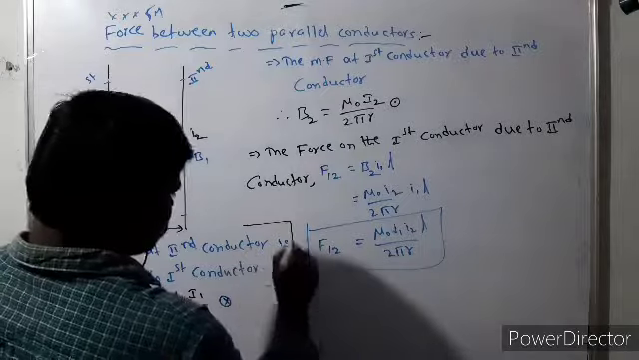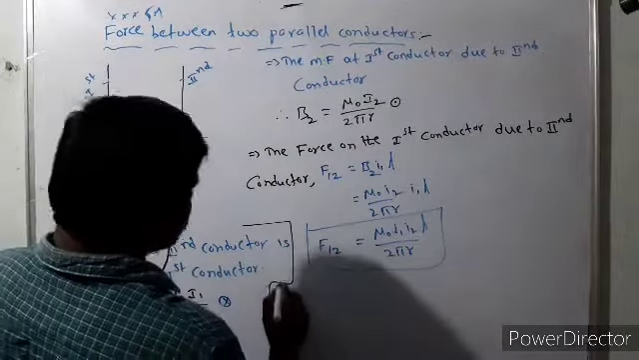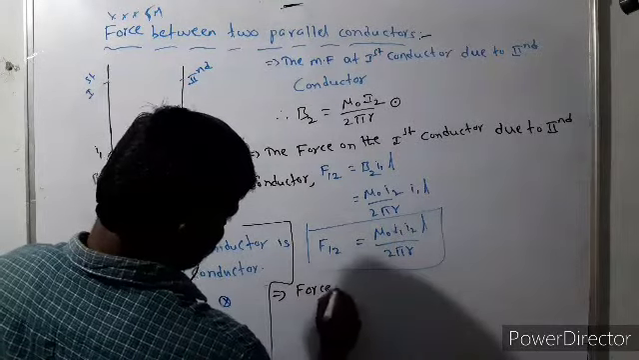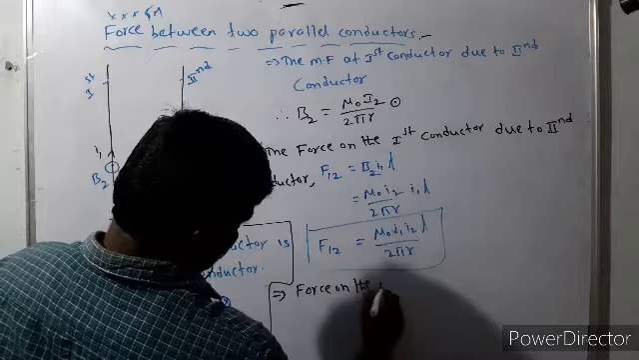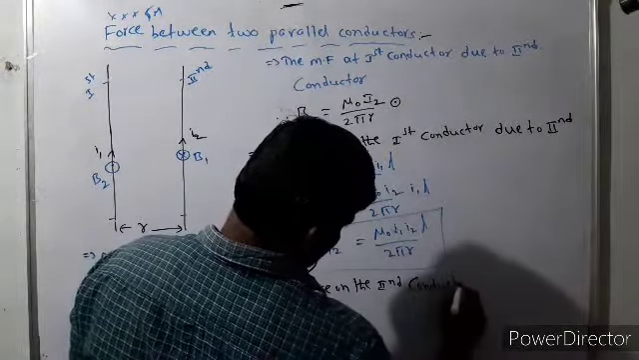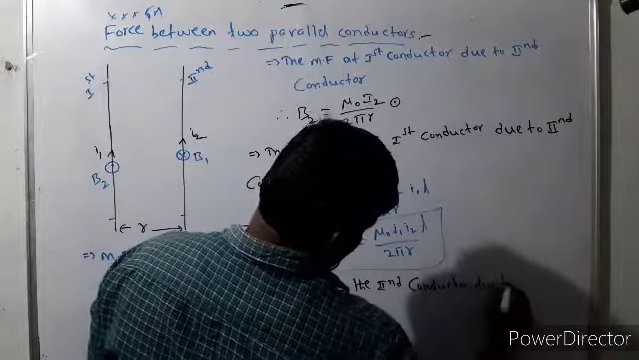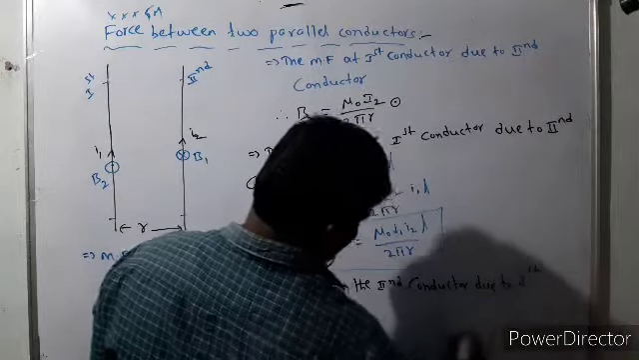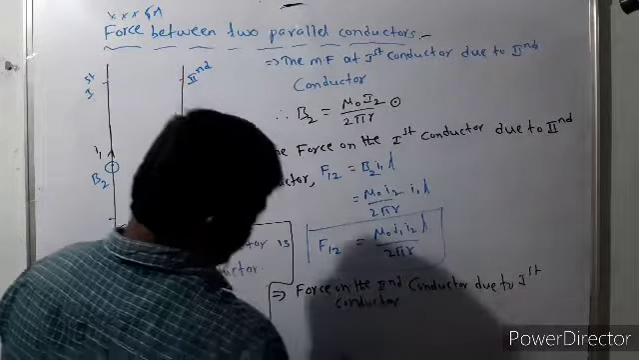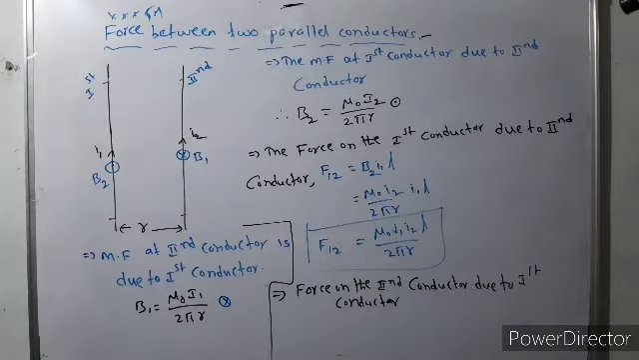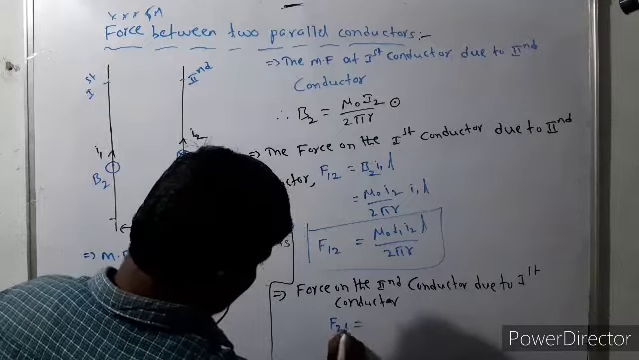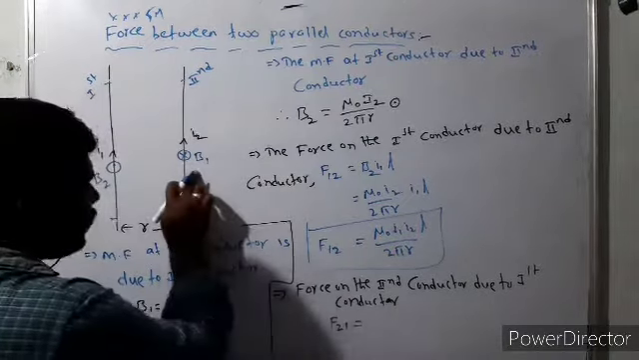Similarly, the force on the second conductor due to the first conductor. Here I am writing the force on the second conductor as F21. Force on the second conductor due to the magnetic field of the first conductor.